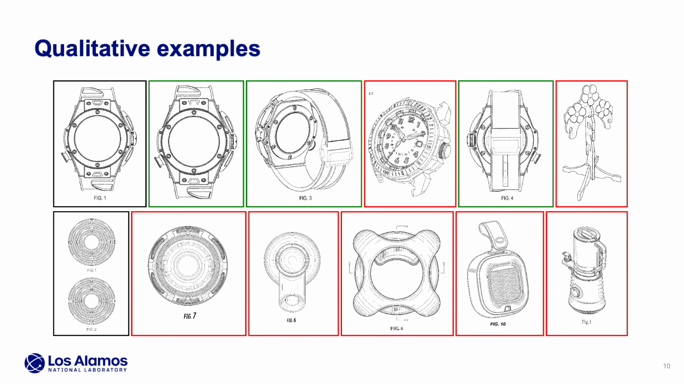In this slide, we show qualitative examples for retrieval results for PatentNet. Top shows a successful retrieval result of a watch. On the bottom, we show an example where we failed to retrieve relevant results, though we can see that the top 3 retrieved results are similar in their circular shape to the query.